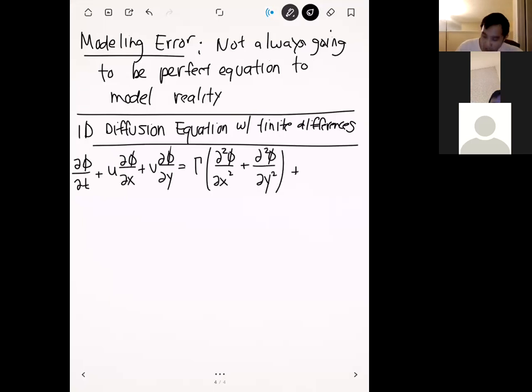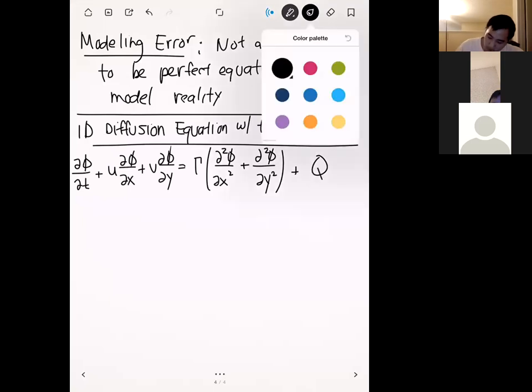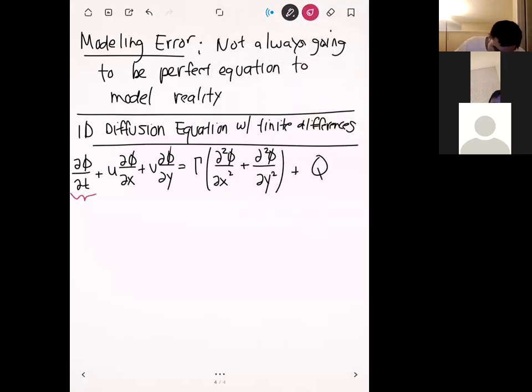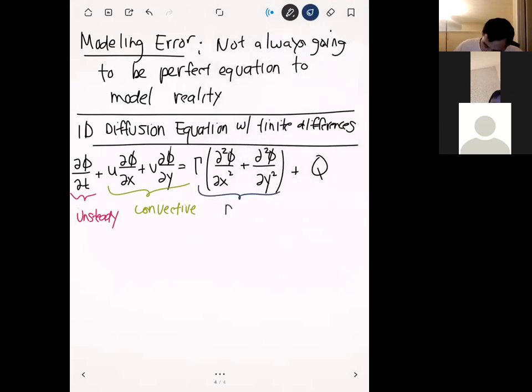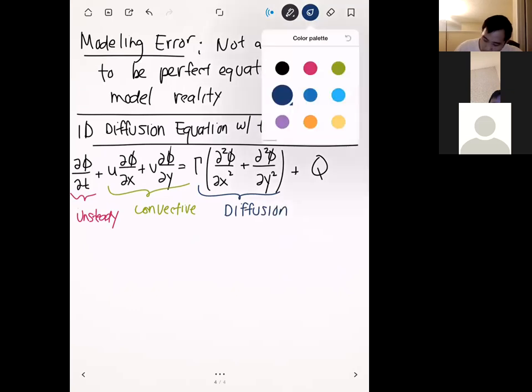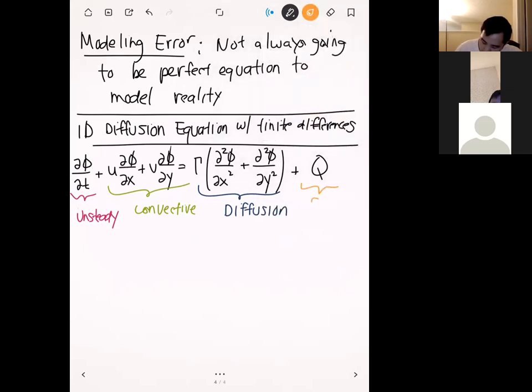Right. Then we had our source term. Okay. So let me go ahead and label all these. So that's our unsteady term. Here's our convective terms. Okay. Here's our diffusion. And then this last guy right here, this is our source. Right? All right. So we'll eventually be able to solve this entire equation right here.